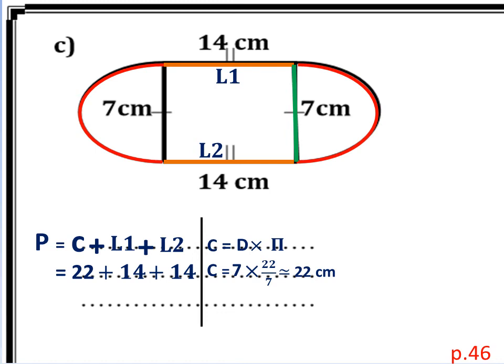The perimeter means the length of the outer line. So this half circle, the other half circle, and the two orange lines. Can we go inside the shape? No, we cannot go inside the shape. We need the outer line only. And now calculate the answer. It will be 50 centimeters.